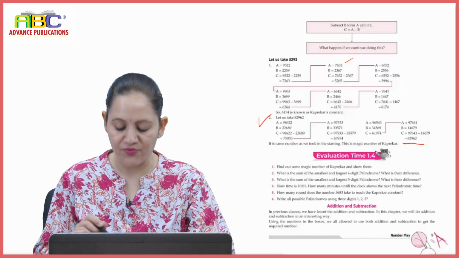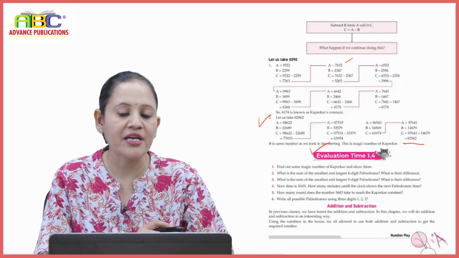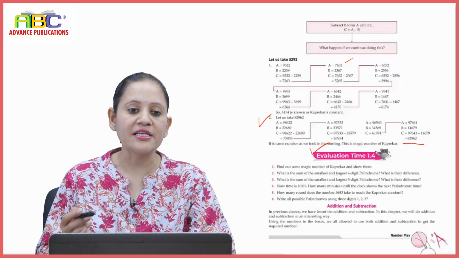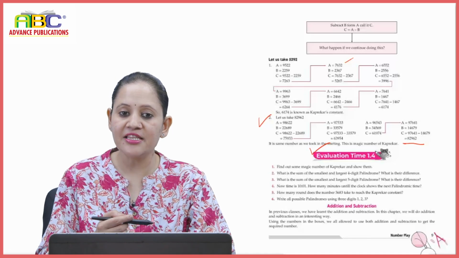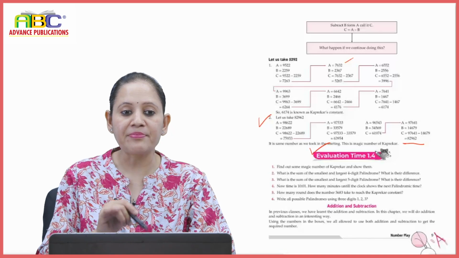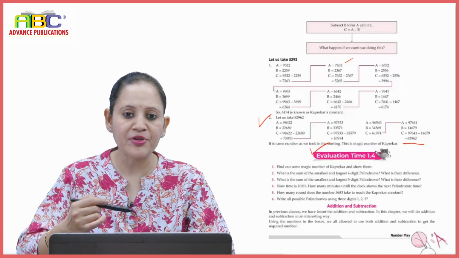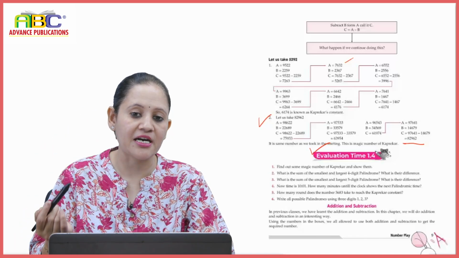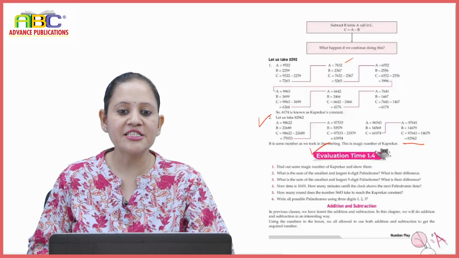Next is evaluation time 1.4. Find out some magic number of Kaprekar and show them. So you can take any number, कोई भी आप number ले सकते हैं and you have to form the greatest number and the smallest number from that given number and find their difference. और आप तब तक repeat करते रहेंगे. Difference find out करना, greatest number form किया, smallest number, find the difference until you get the original number जहाँ से आपने start किया है. So that is the Kaprekar number. Clear? Next, addition and subtraction.